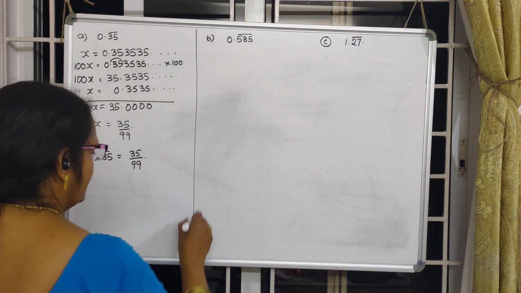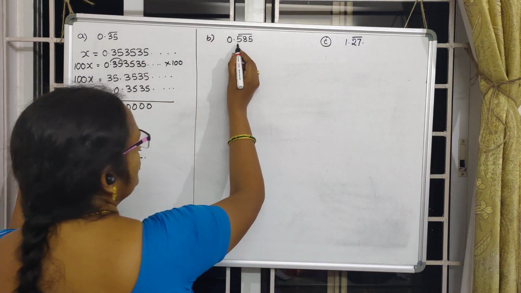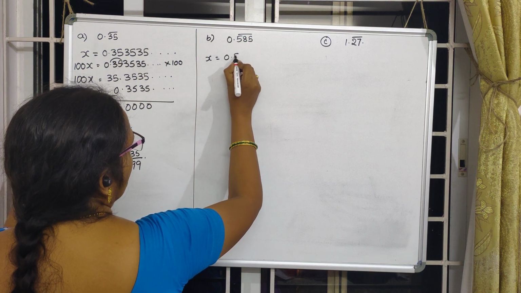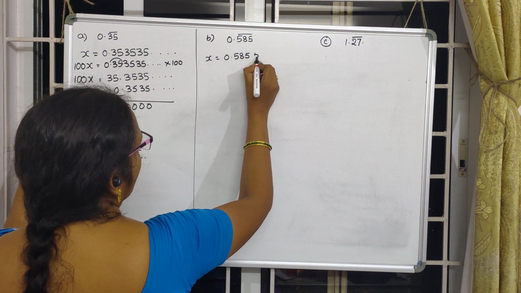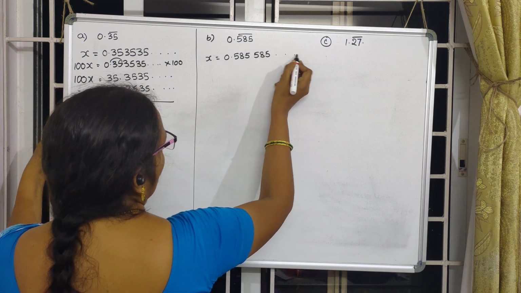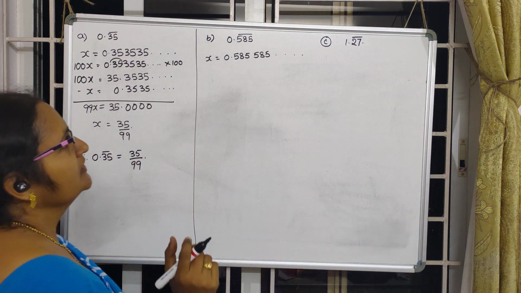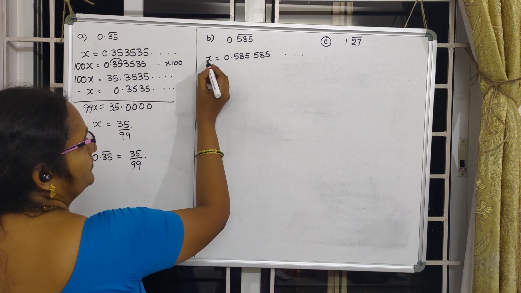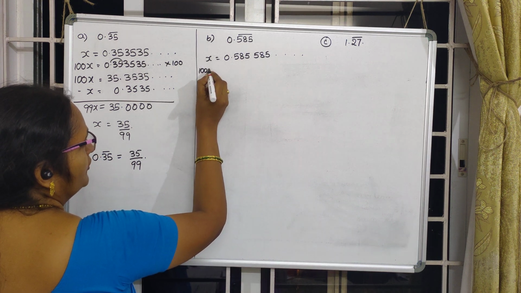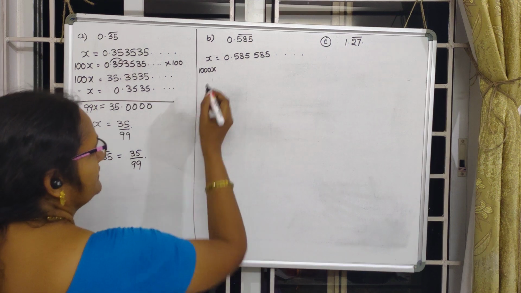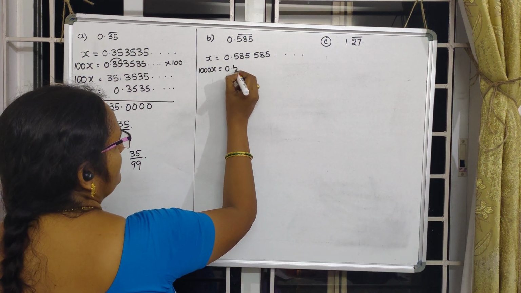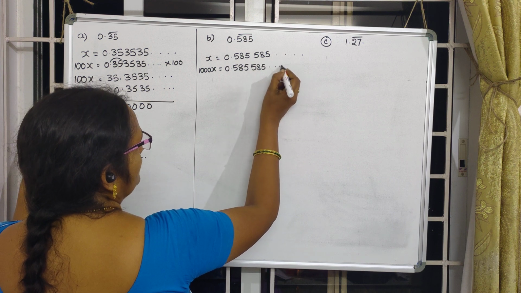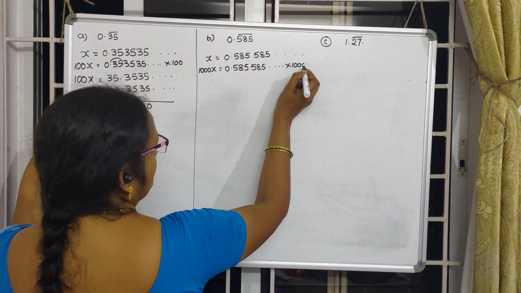Let us go for another example. 0.585 bar. That is, x is equal to 0.585 and so on. Got it? How many decimal places are there? There are 3 decimal places. So I should multiply this x with 1 followed by 3 zeros, that is 1000x equal to 0.585 and so on times 1000.